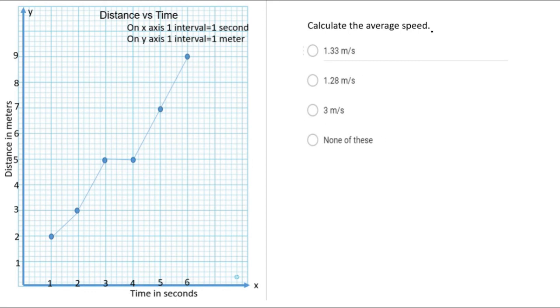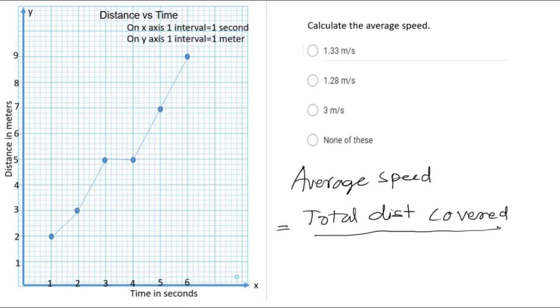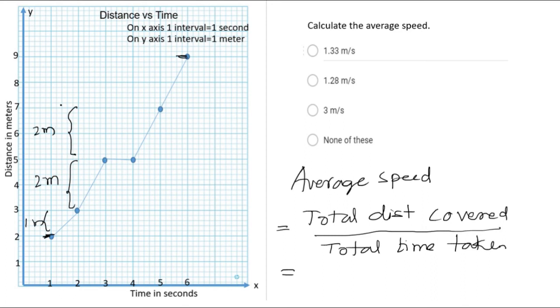Calculate the average speed. And what is the equation? How to find out average speed? So the average speed equation is total distance covered divided by total time taken. Okay, now we shall see what is the total distance covered. So our graph starts from here and ends here, right? So from here to here 1 meter, then here 2 meter, and then from here to here again 2 meter, and then from here to here 2 meter, right? It starts here, there is no distance covered here.